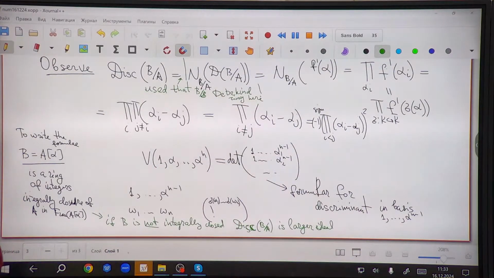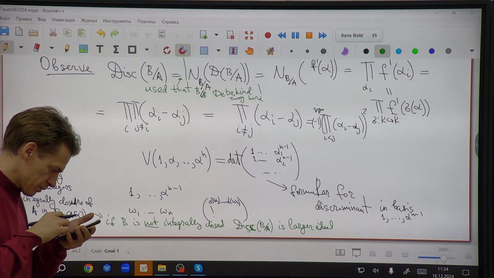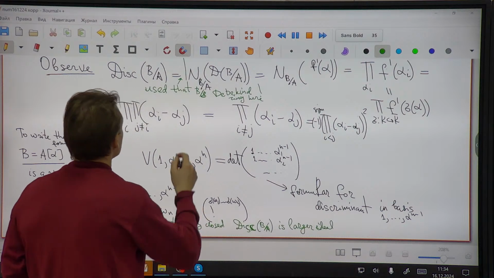So let us now. First of all I want to discuss how we can generate the ring of integers, and then I shall discuss what we can do. I want to make observations of how the different is divisible.